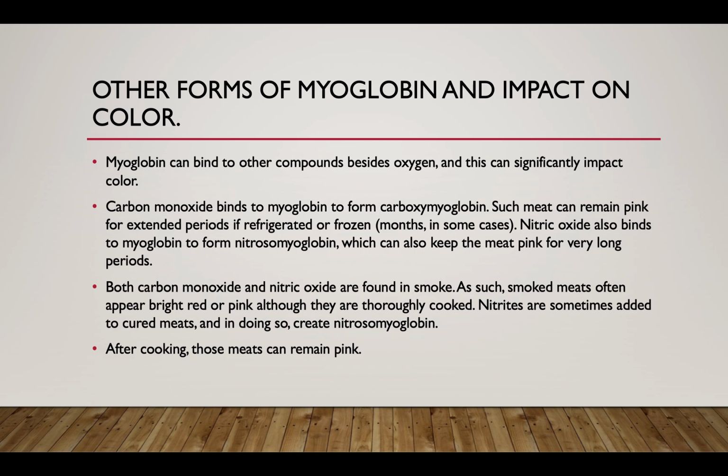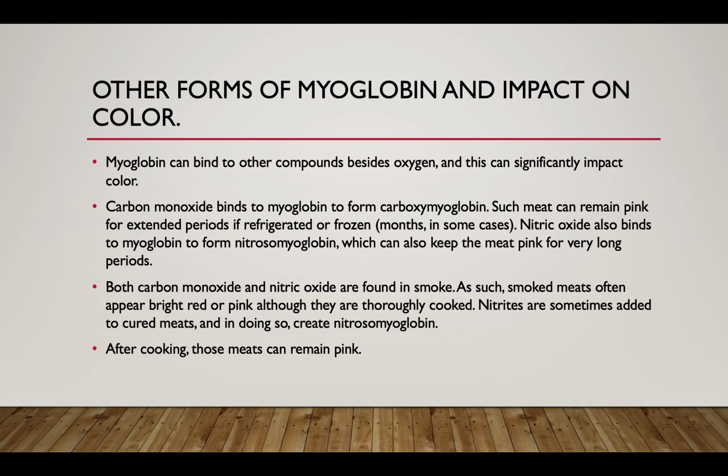Other forms of myoglobin and impact on color. Myoglobin can bind to other compounds besides oxygen. This can significantly impact the color of the meat. Carbon dioxide binds to myoglobin to form carboxymyoglobin. Such meat can remain pink for extended periods of refrigerated or frozen storage.